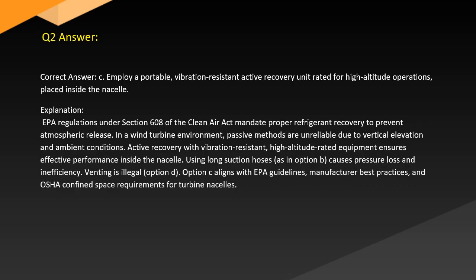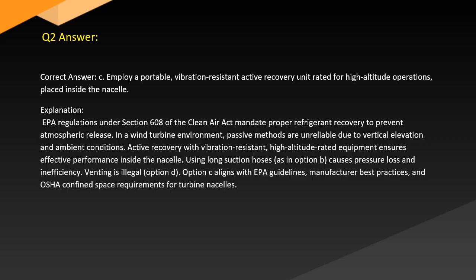Answer. Correct answer, C. Employ a portable vibration-resistant active recovery unit rated for high-altitude operations, placed inside the nacelle. Explanation. EPA regulations under Section 608 of the Clean Air Act mandate proper refrigerant recovery to prevent atmospheric release. In a wind turbine environment, passive methods are unreliable due to vertical elevation and ambient conditions. Active recovery with vibration-resistant, high-altitude rated equipment ensures effective performance inside the nacelle.